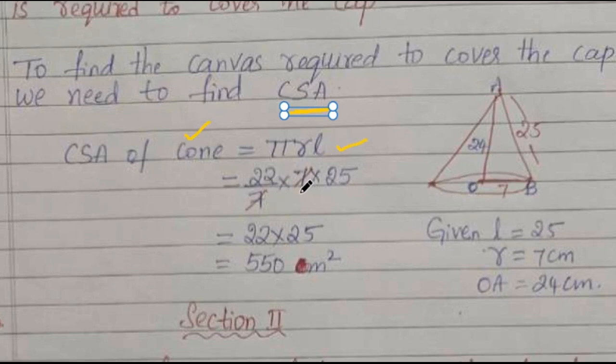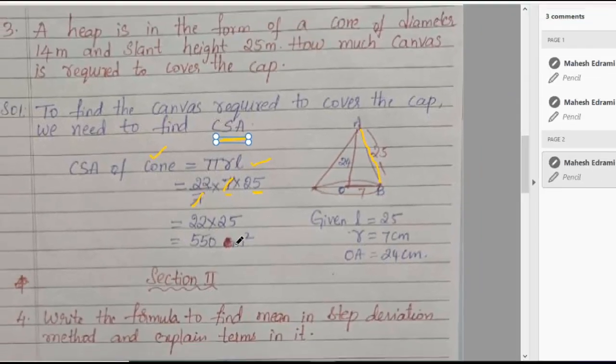So pi is 22 by 7, r is radius of the cone heap, which is 7 meters, and slant height is given as 25. I am replacing 25. So 7 cancels, 22 into 25 is 550 meters square.